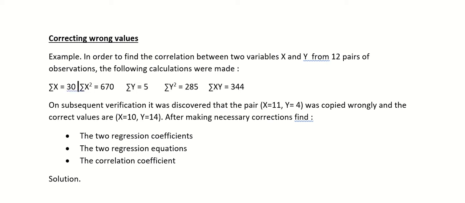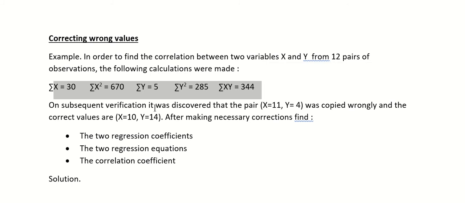On subsequent verification, it was discovered that the pair x equals 11 and y equals 4 was copied wrongly, and the correct values are x equals 10 and y equals 14. So the wrong values are 11 and 4, which are already added into these values. We have to correct these values and replace them with 10 and 14. After making necessary corrections, find the regression coefficients, two regression equations, and correlation coefficient. So these are the things we need to calculate.